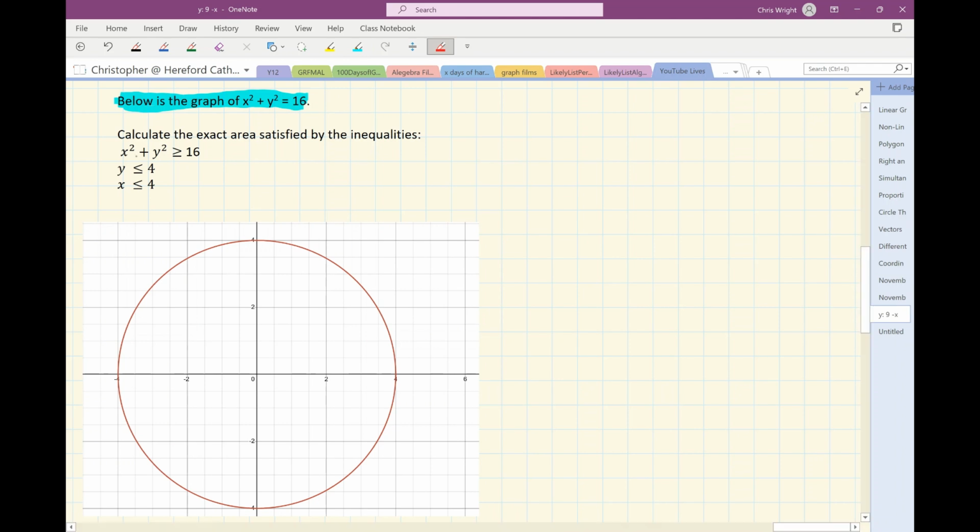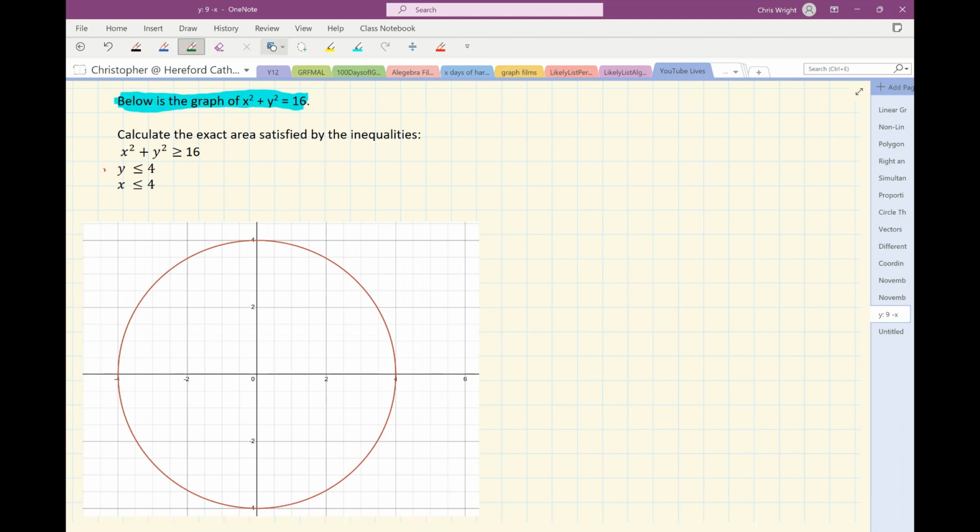So first of all, we need x squared plus y squared to be greater than or equal to 16. So we're going to be talking about the area outside of that circular graph. Then we want y to be less than or equal to 4. So I'm going to draw the line y equals 4, which is the line that crosses the y-axis at 4.